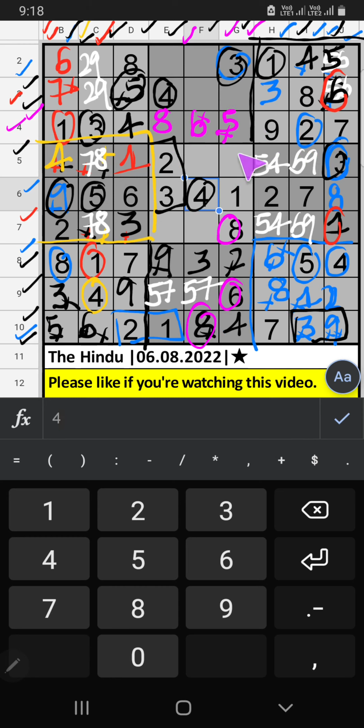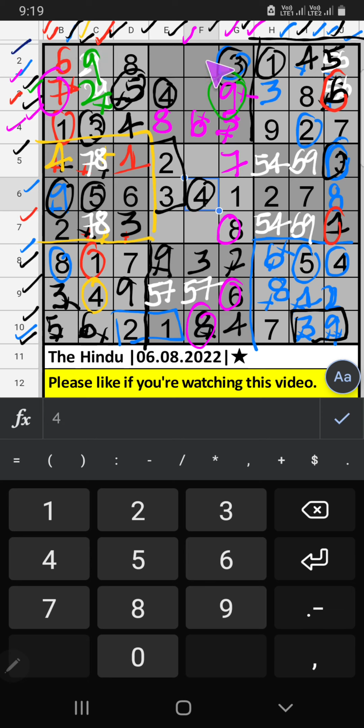Column G, 2 numbers are remaining, 7 and 9. 3rd row, we already have 7. So 7 can't come in the cell. 7 is confirmed here. Then 9 is here. Third row, we have 9, so 9 can't come in the cell. 9 is confirmed here. Then 2 is here.